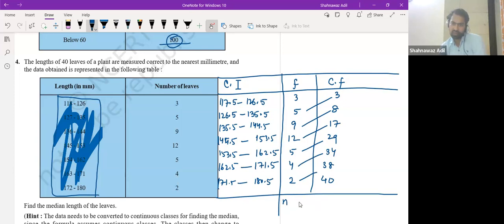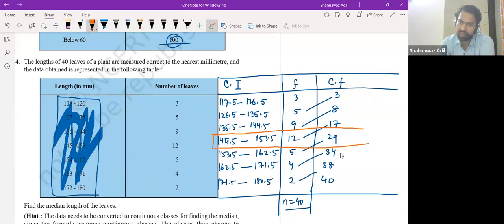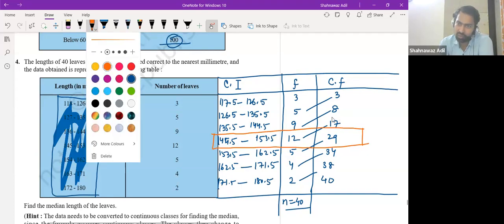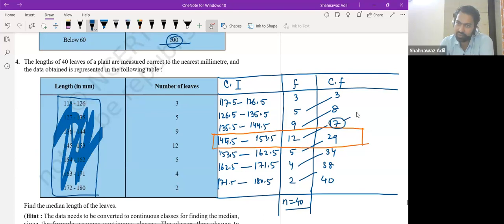So n is 40, right? What would be the median class, guys? 144.5 to 153.5. Good, everyone. So this is the median class, and this would be our CF, and this is our L. That is why I told you to forget about the rest, because all the calculation we will do from here. This is L, this is our F. Do we need anything else? We don't, right?